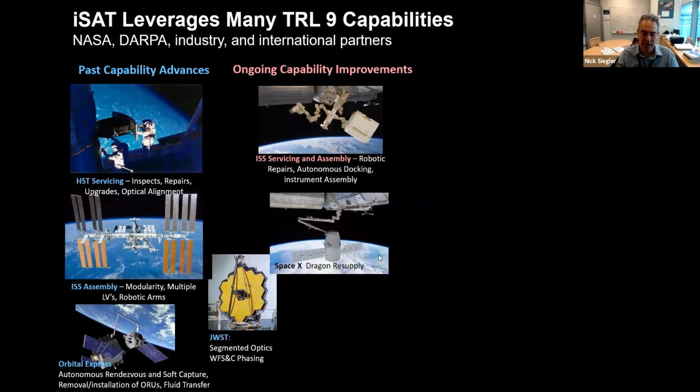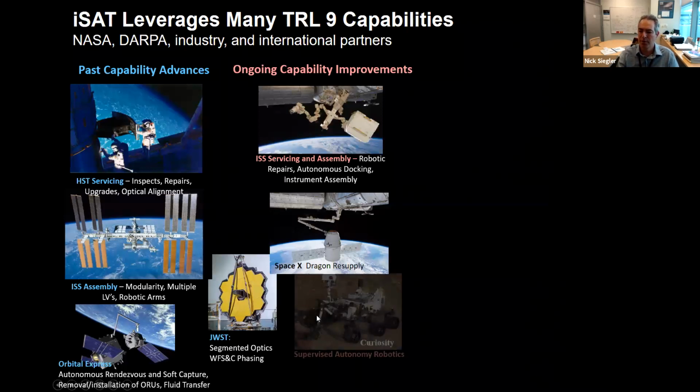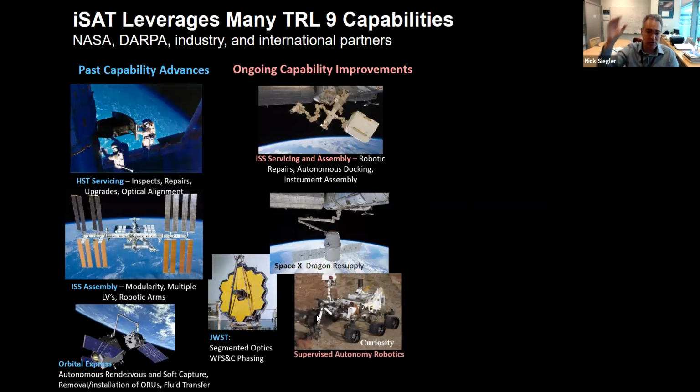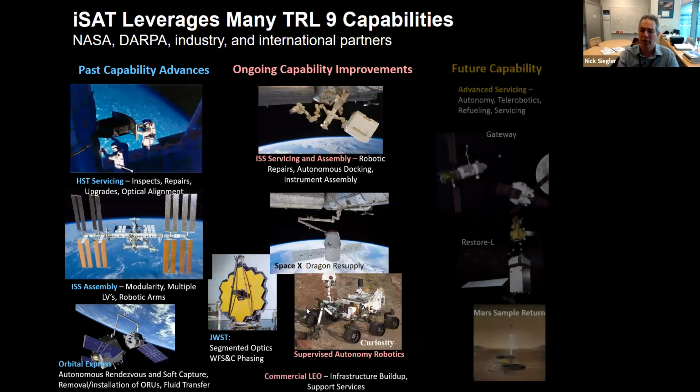We've learned a lot about building segmented optics, even though Webb has not yet flown. It's telling us how we can phase these segments so that we can get the correct tolerances for a paraboloid. And as I mentioned, we've learned a lot about supervised autonomy using the rovers currently operating on Mars. And there's lots of interest in commercial LEO. There's lots of interest in the infrastructure build-up, so there's clearly opportunities to leverage more and more.